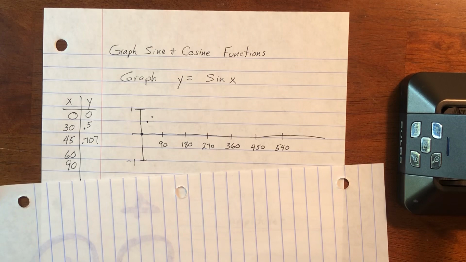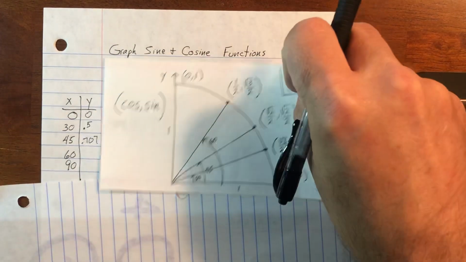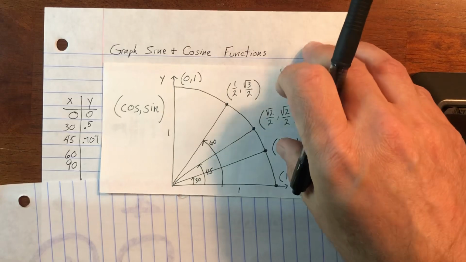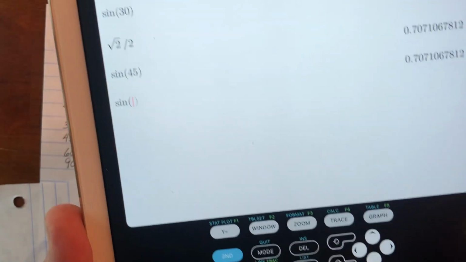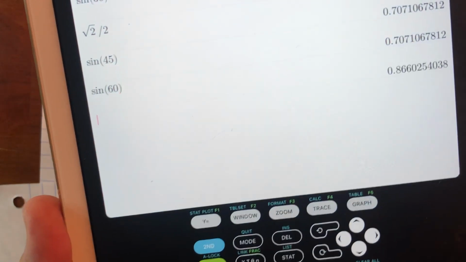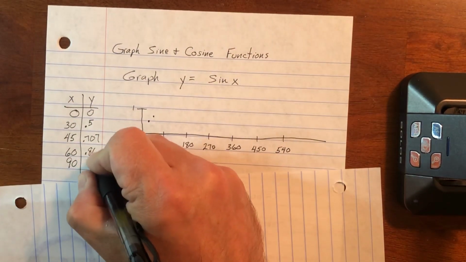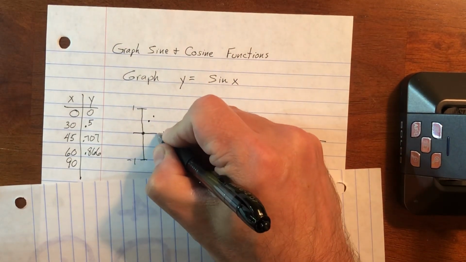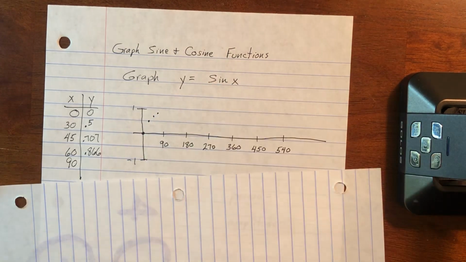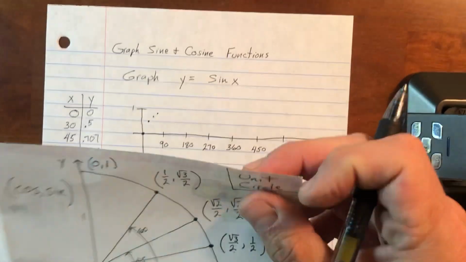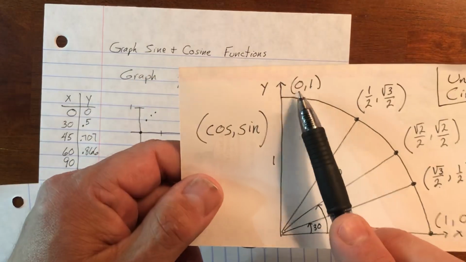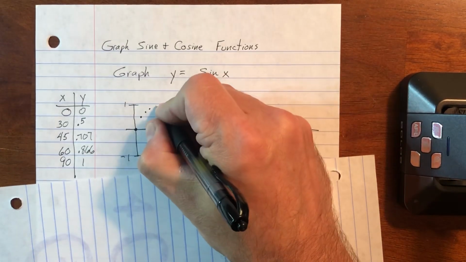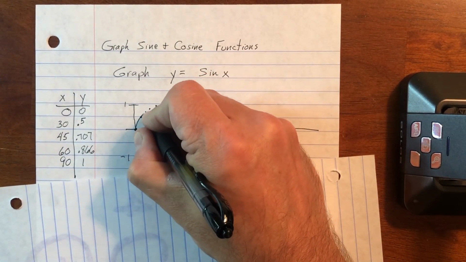Okay, 60 degrees. According to the unit circle, 60 degrees has a sine of the square root of 3 over 2. Now that we know that the calculator is doing this correctly, what's the sine of 60 degrees? It is 0.866. So here we go. 60 degrees is 2/3 of the way. That's a little higher yet. And then finally, for 90 degrees, all the way up here, the sine is 1. So if I graph this, it looks kind of like that.